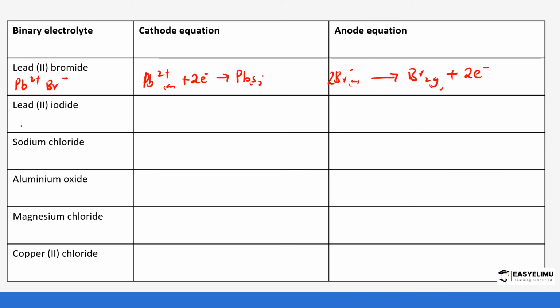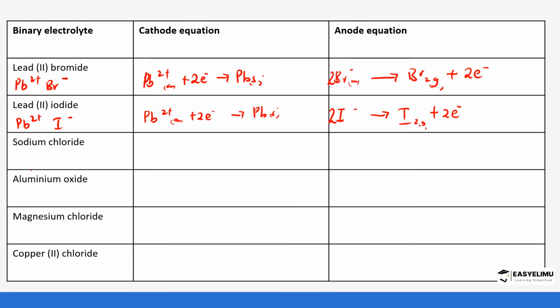The same thing we do with lead iodide. So we have lead ions and iodide ions in solution. The lead ions migrate to the cathode while the iodide ions go to the anode. On the anode, the iodide ions lose electrons to form iodine gas. And we lose two electrons because it's diatomic in nature. So it means it's two iodide ions that are losing one electron each. So these two electrons migrate to the cathode and the lead ions gain those two electrons to form lead solid.